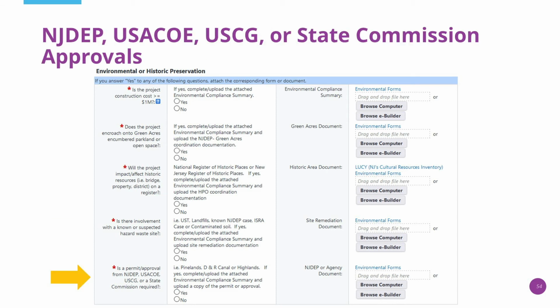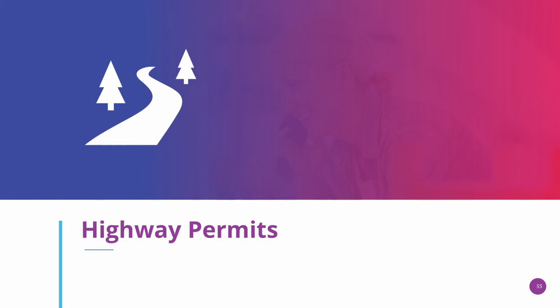The next question asks about approvals from other government agencies, such as the NJ Department of Environmental Protection, the U.S. Army Corps of Engineers, the U.S. Coast Guard, or other state commissions. If yes, upload documentation on the right. Once everything in the Environmental and Historic Preservation section is filled in, you can move on to highway permits.